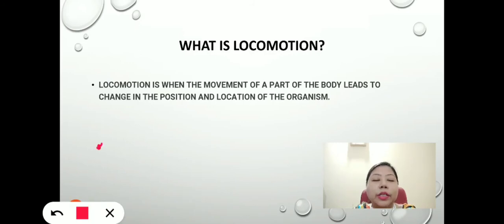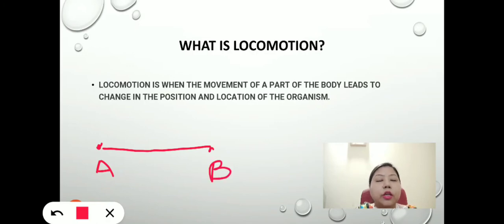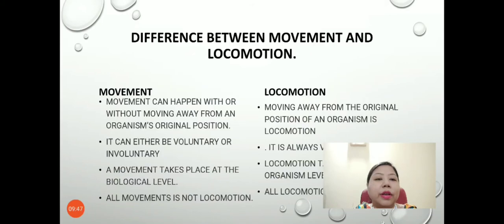Suppose you are at point A, and from point A, with the help of the movement of your legs, you are moving to point B. This movement is called locomotion. That means due to the movement of some part of your body, your location is changing, from one point to another. So both are movements. Movement of the body parts and locomotion are movement, but there is a slight difference.